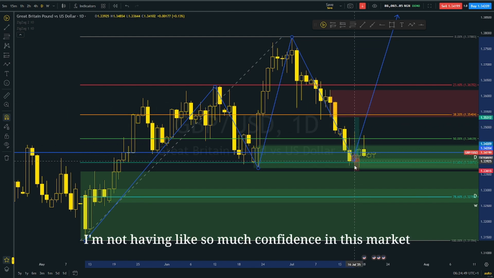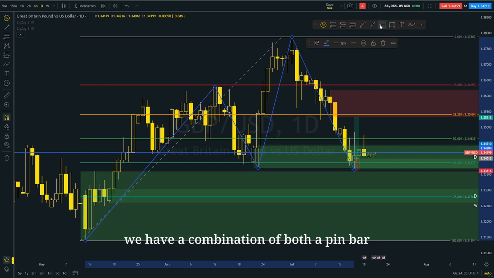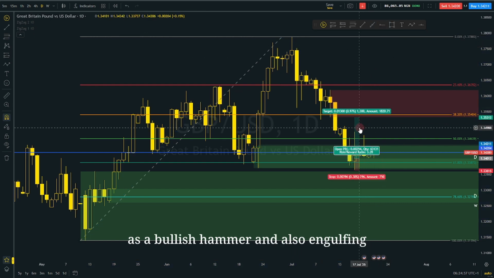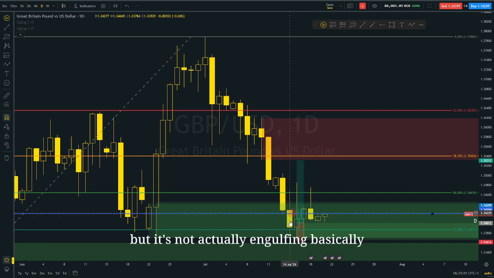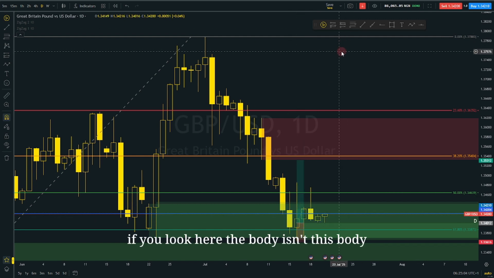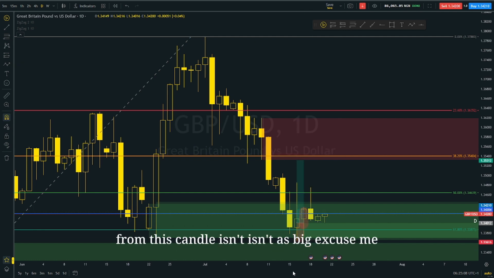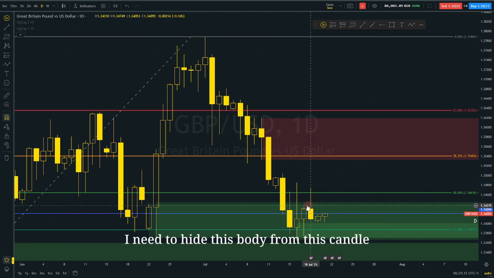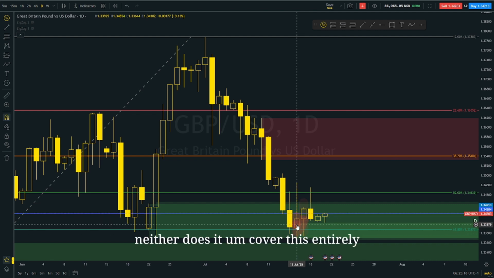So now I'm not having so much confidence in this market, in as much as we have a combination of both a pin bar, like a bullish hammer, and also engulfing. But it's not actually engulfing. Basically, if you look here, the body from this candle isn't as big as this, neither does it cover this entirely.